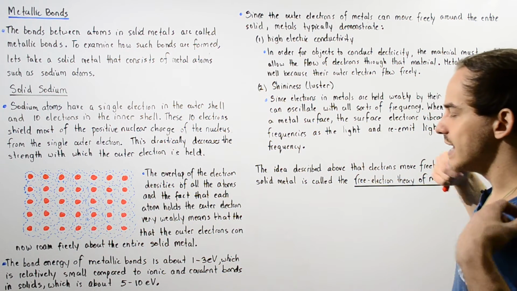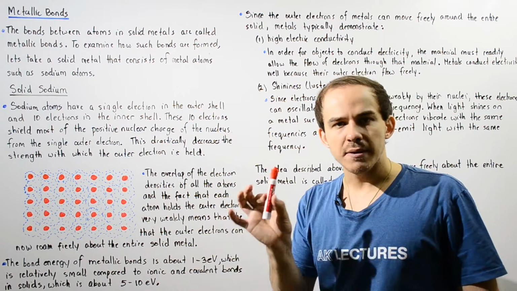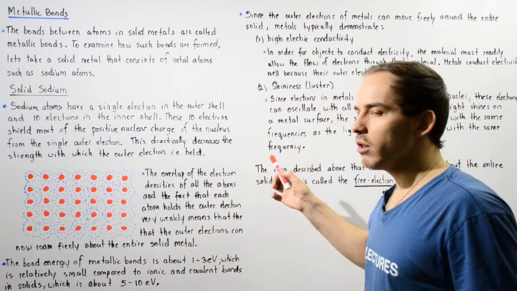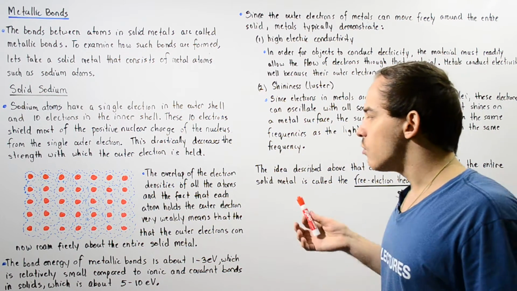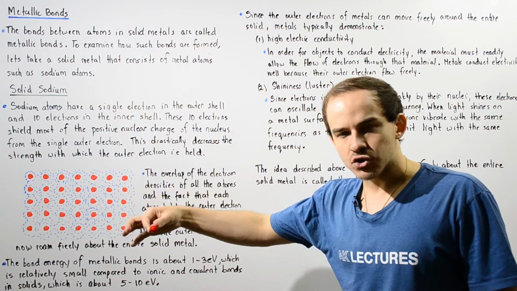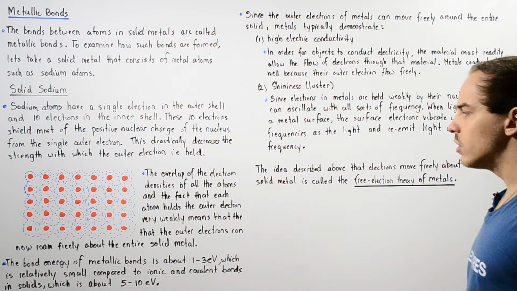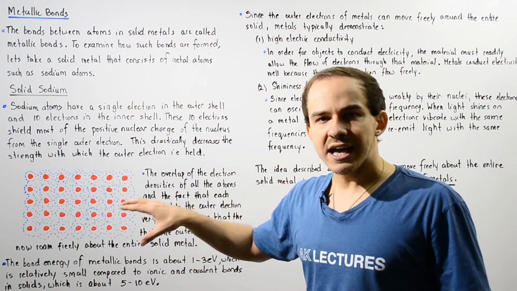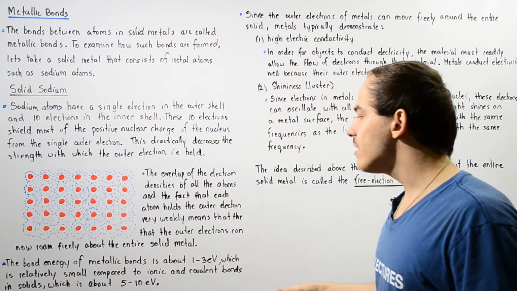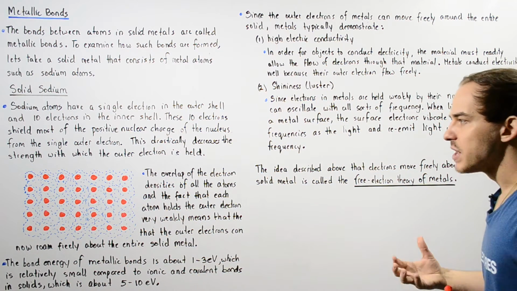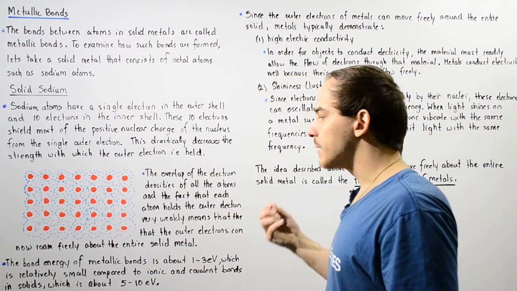So, once again, as a result of the overlap of the electron probability distributions of all the atoms, and as a result of the fact that each atom holds the outer electron of that atom very weakly by very weak electric forces, that means that the outer electron can actually roam freely about the entire solid metal. And these bonds are known as metallic bonds.